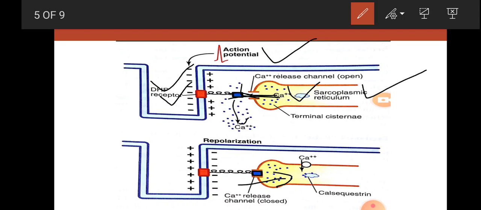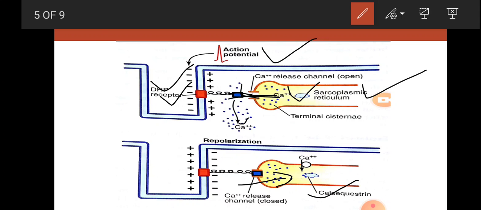This pump can concentrate the calcium ions about 10,000-fold inside the tubules. In addition, inside the reticulum is a protein called calsequestrin. This is the protein calsequestrin that binds up to 40 times more calcium.